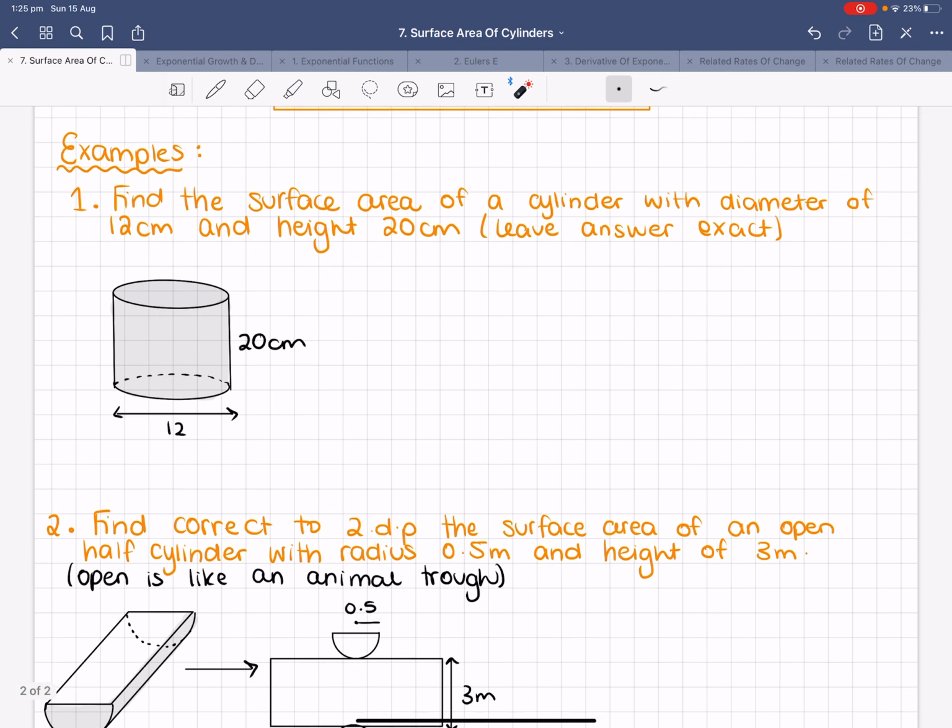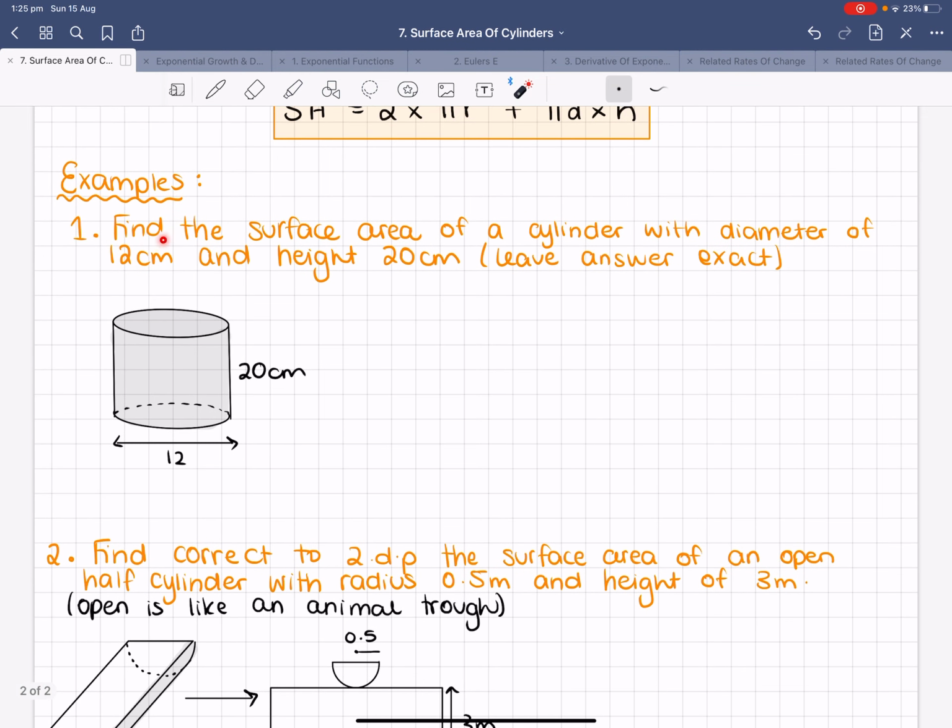So we've got two examples. First one is find the surface area of a cylinder with a diameter of 12 centimeters and a height of 20. So this example didn't have the picture drawn for you. However, I've done it up quickly just to show you. So we've got a cylinder, the diameter is across the center, which is 12, and then the height is 20. So for our surface area, we're going to need the area of the two circles and the rectangle.